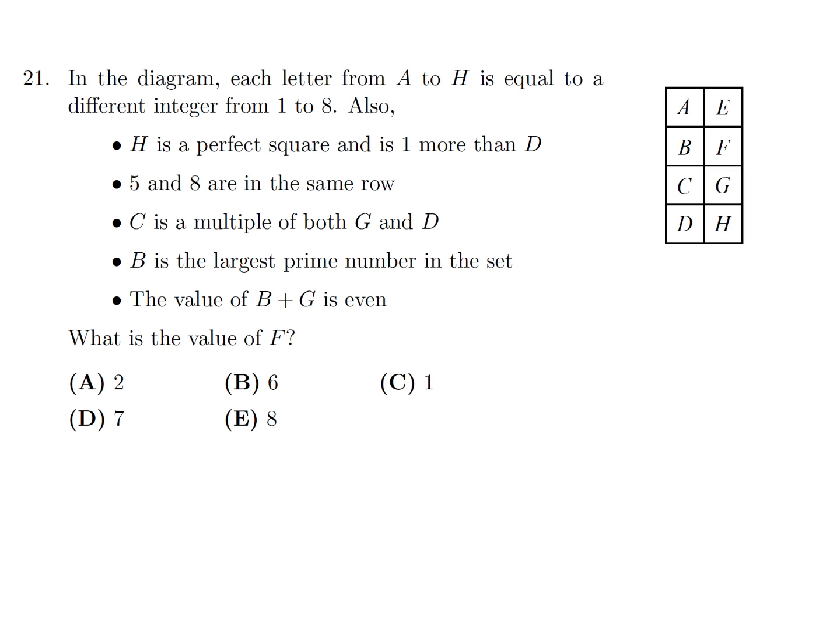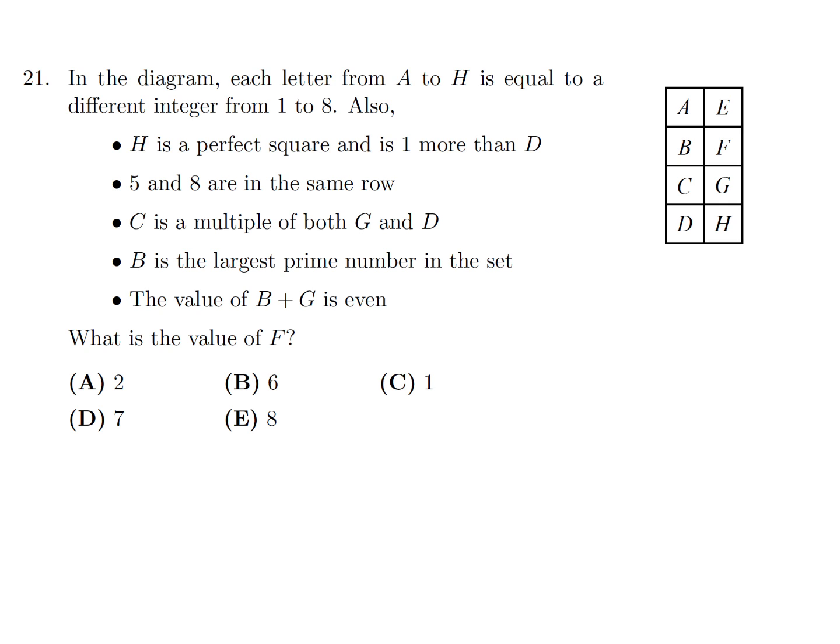In the diagram, each letter from A to H is equal to a different integer from 1 to 8. Also, H is a perfect square, 1 more than D. 5 and 8 are in the same row. C is a multiple of both G and D. B is the largest prime, and B plus G is even. What is the value of F?